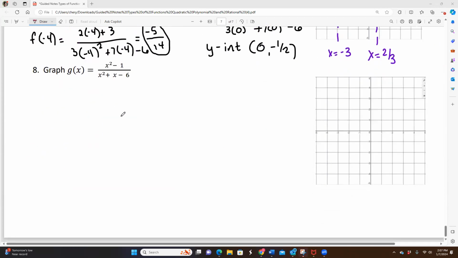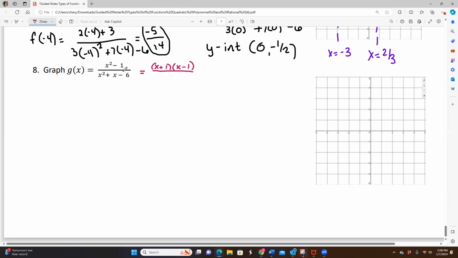So in example 8, we have the function g of x equals x squared minus 1 over x squared plus x minus 6. I like to start by factoring both the numerator and denominator to see if they have anything that cancels. So if we factor both, x squared minus 1 is the difference of two perfect squares, and we'll factor it as x plus 1 times x minus 1.